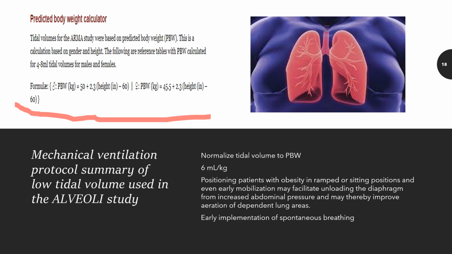Also, the earlier you start spontaneous ventilation on these patients, the better. So what does that mean? That means you put them on pressure support, and you get them to ventilate themselves, because that's a very important factor. So understanding tidal volumes and using the predicted body weight formula is a very good way to start with managing your patient.